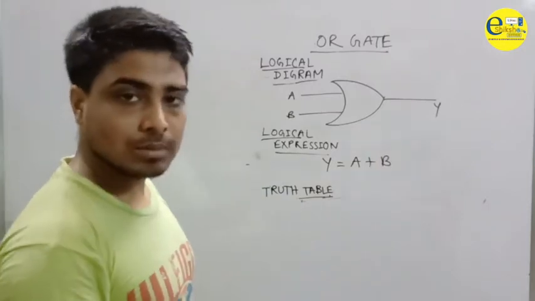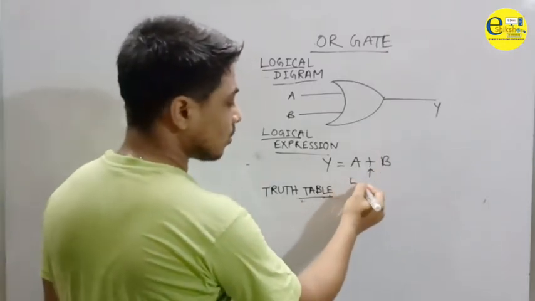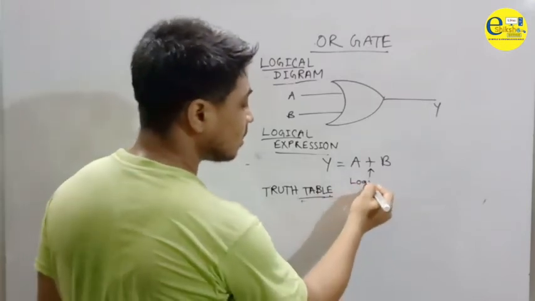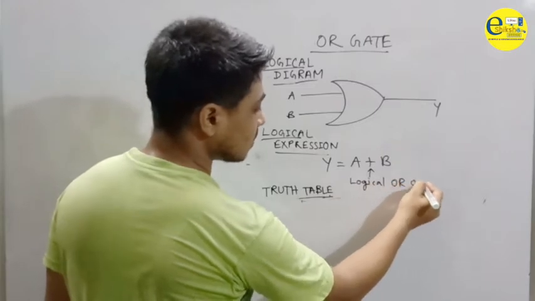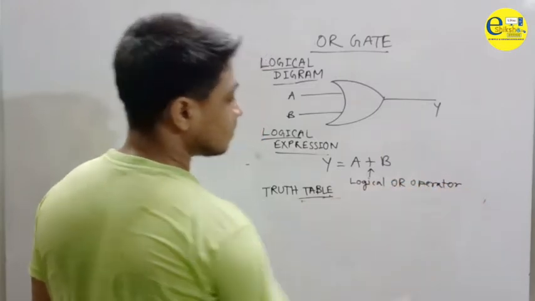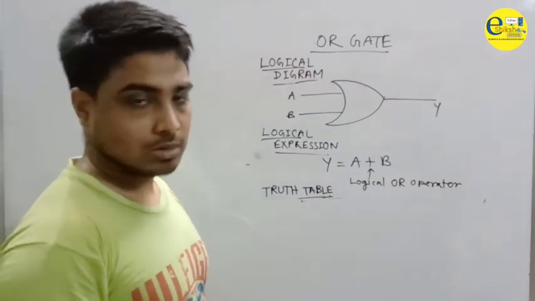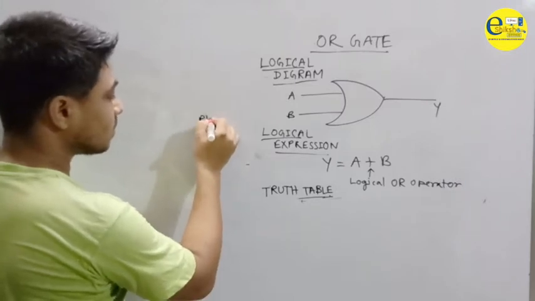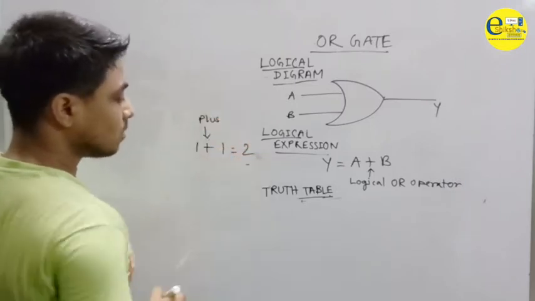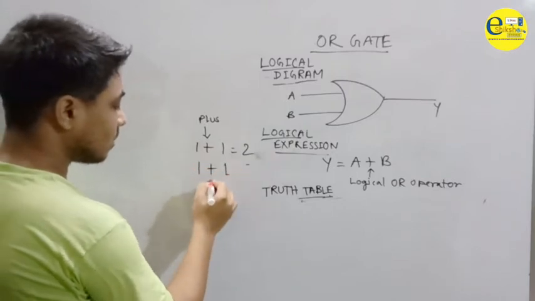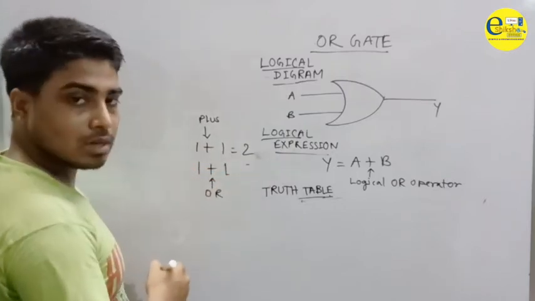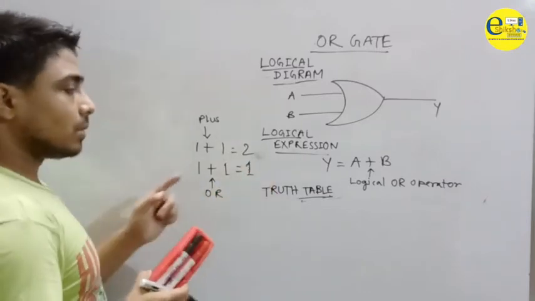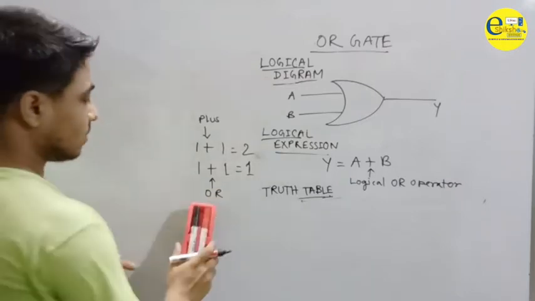Again students, keep in mind that this is the logical OR operator, not the plus sign. This is not addition. That means it is not the same, because if this symbol were plus, then 1 plus 1 would give the result 2. But if it is the logical OR operator, we will get 1, not 2. That's why keep in mind that this is not plus, this is OR.